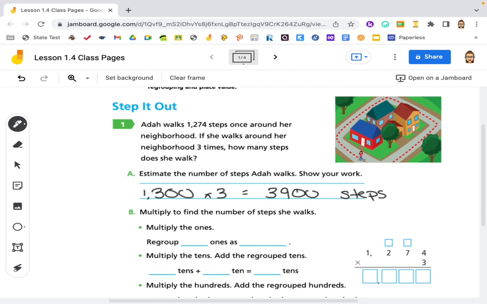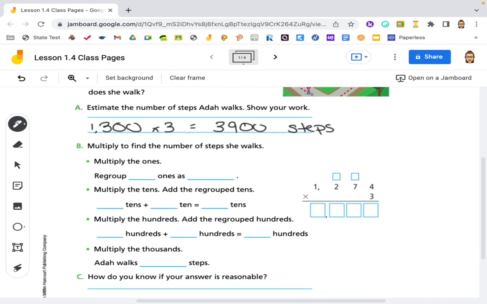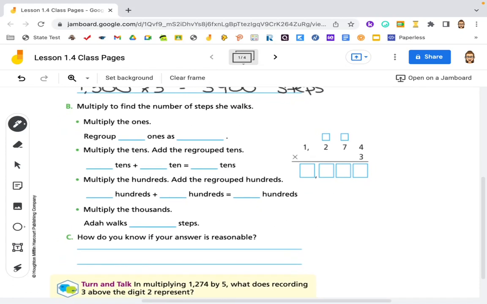So then it says to multiply to find the number of steps she walks. So it says multiply the ones. So we're going to do 3 times 4. So that means we get 12. So there are 12 ones. And we regroup that as 1 ten and 2 ones. So what that means is we put our 2 below and we carry the 1.